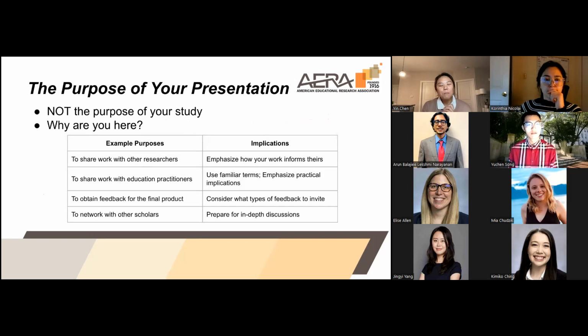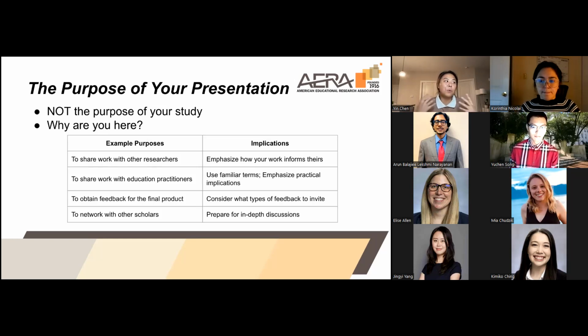So not really the purpose of your study or why you did the research, but why are you at AERA and what do you want to get out of this presentation? So there are a lot of different examples and they have some implications for what you might do in your presentation to cater towards that goal.